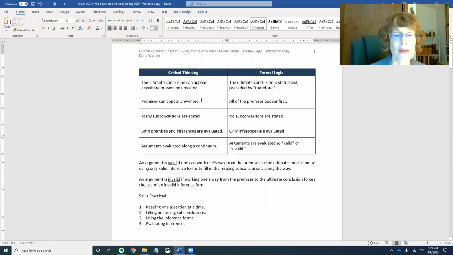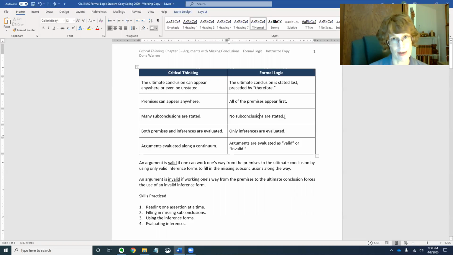Furthermore, in critical thinking, the premises can show up anywhere. We might have a premise, we might have a sub-conclusion, we might have another premise and another sub-conclusion and the ultimate conclusion, right? Not so for formal logic. For formal logic, all of the premises show up first. Additionally, in critical thinking, many sub-conclusions are unstated because, as we've seen, there can be a sentence like, Jack's battery is dead, therefore he's going to be late for the interview, and so he won't get the job. Where he's going to be late for the interview is a sub-conclusion, and we have to figure that out. In formal logic, that's not going to happen.